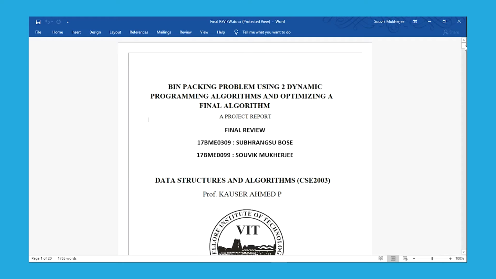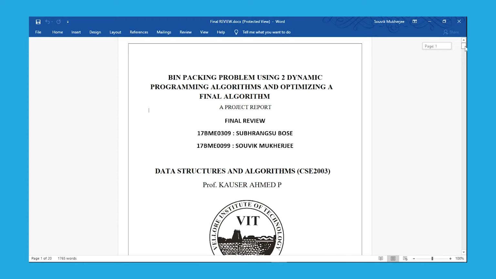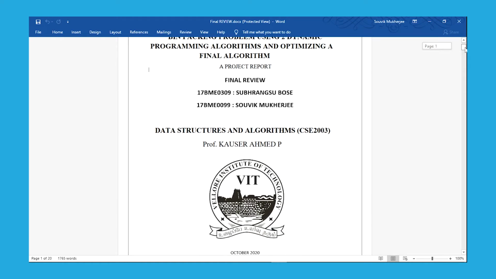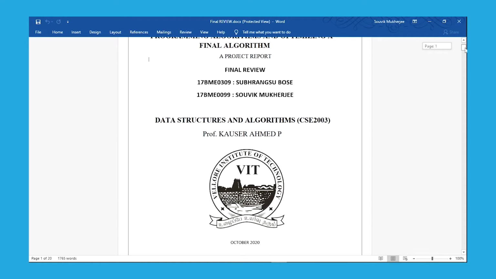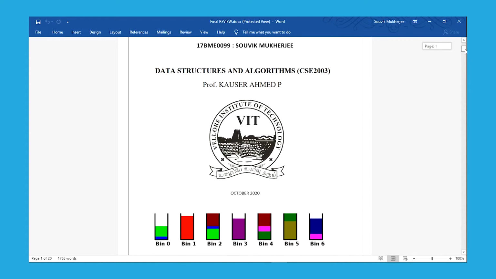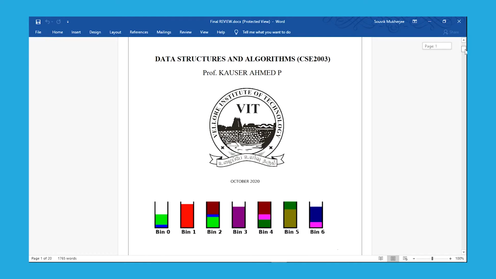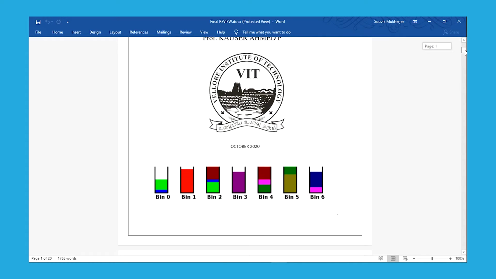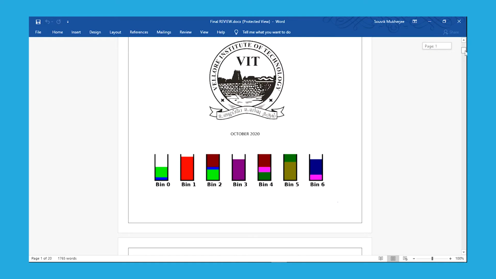Hello, my name is Subhrangsu Bose, and in this project we would like to talk about the bin packing problem and an approach towards finding a near optimal solution in comparison to the previously existing solutions. In this project we apply the method of dynamic programming, a common data structure concept, to find a near optimal solution for the bin packing problem.